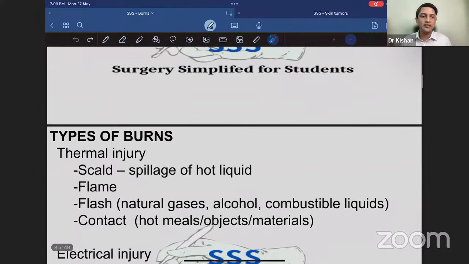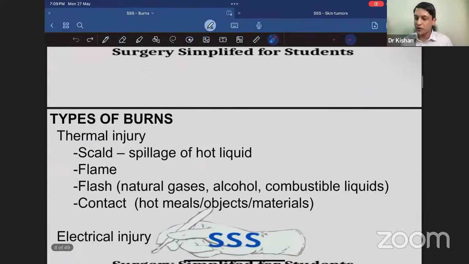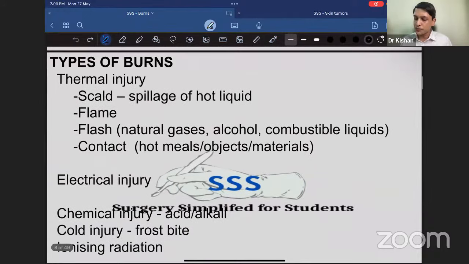So please write along with me how to classify burn injury. Broadly it is categorized into: one is thermal injury. Second, very important, is electrical injury. Third is chemical injury. Fourth is cold injury. Fifth is ionizing radiation. These are the 5 major types of burning agents.